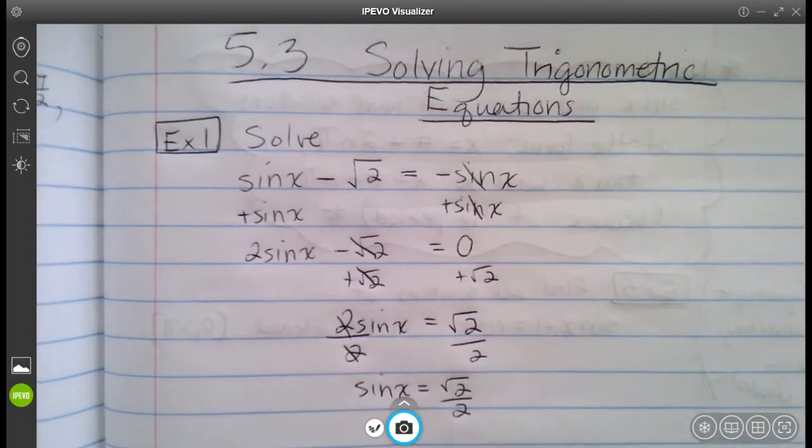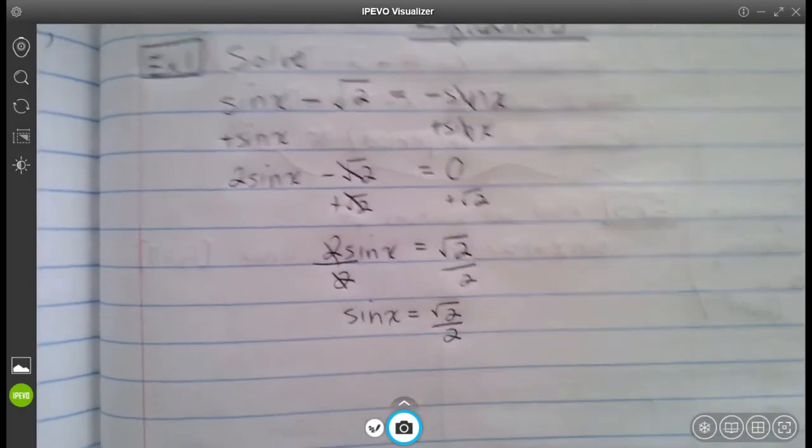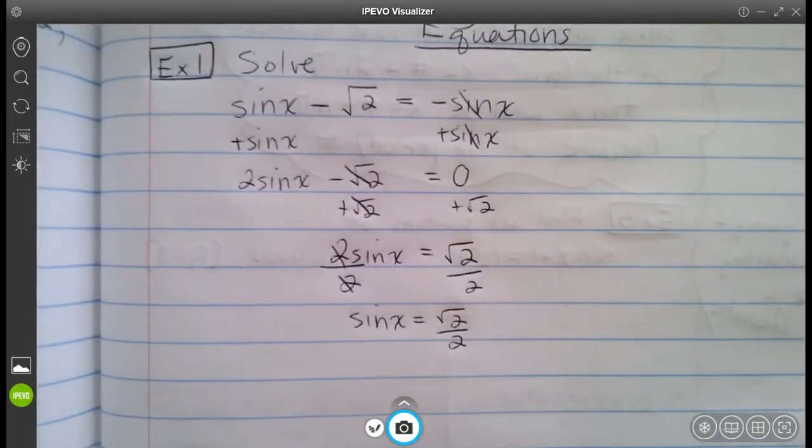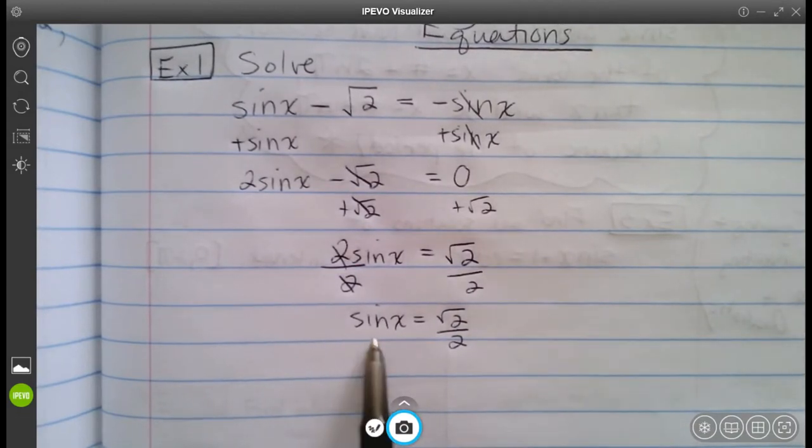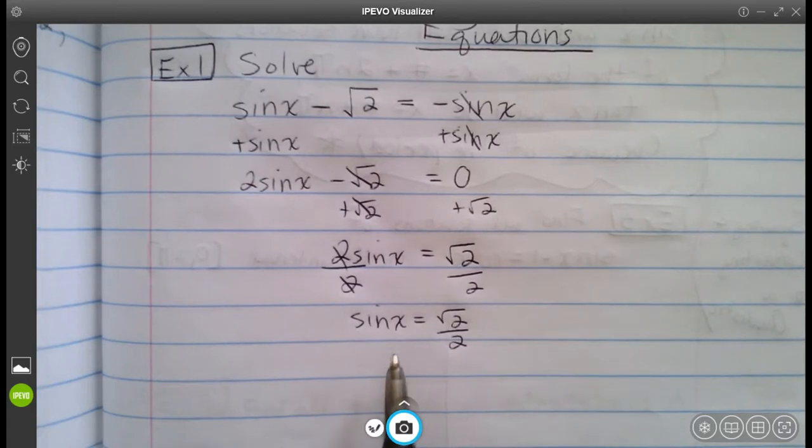Now, this is the first part. So when you're solving trig equations, typically you want to isolate the trig function, so sine, cosine, tangent, whatever it is, and then you want to try to figure out at what angle this function is equal to whatever output you get over here. Okay, so where is sine of x equal to square root of 2 over 2?